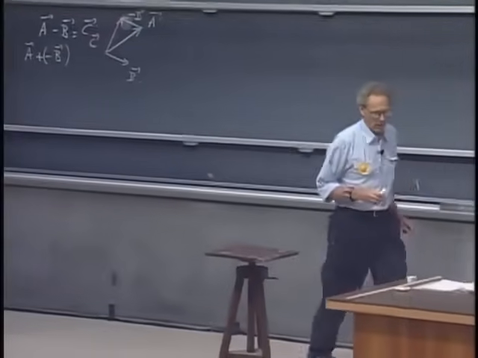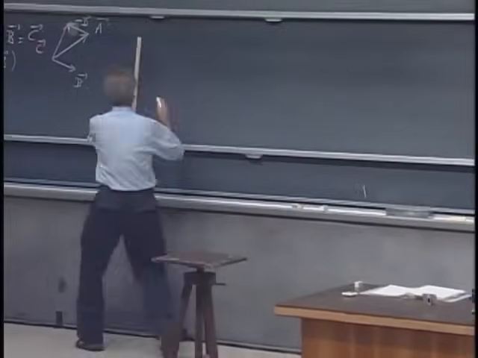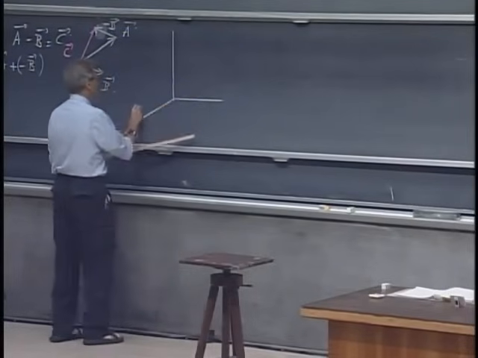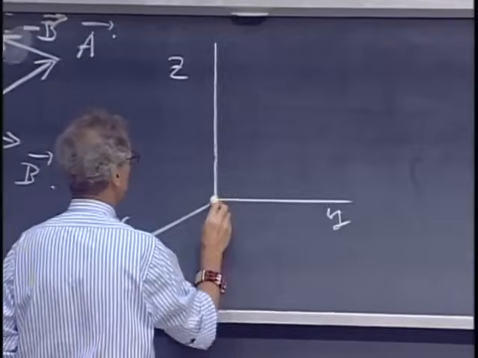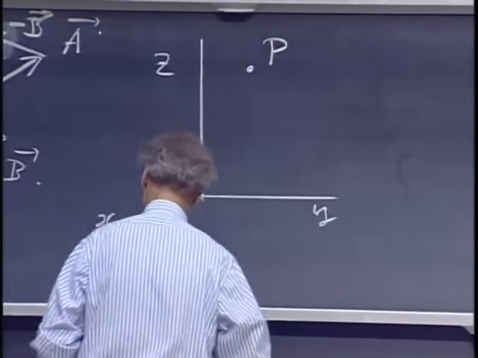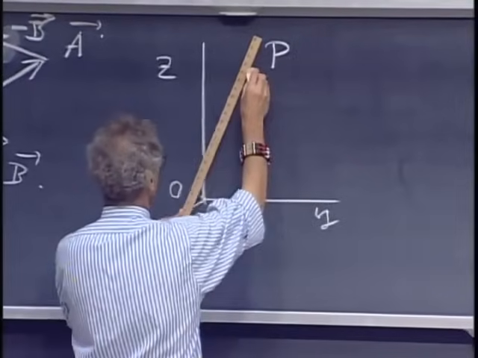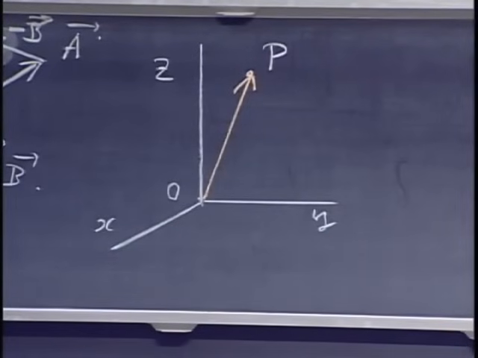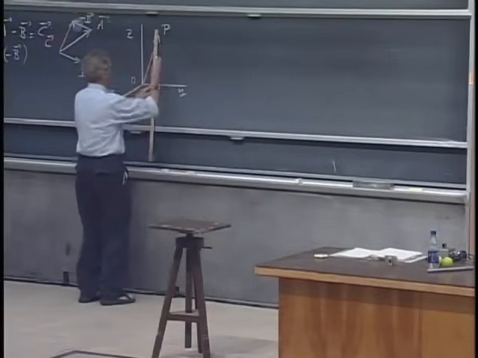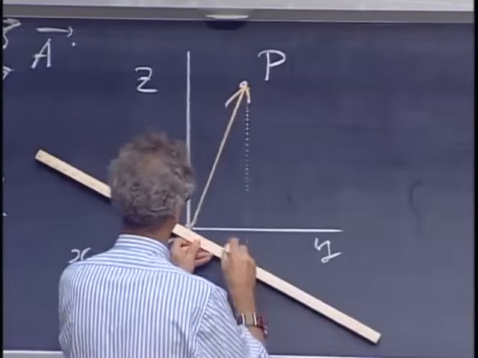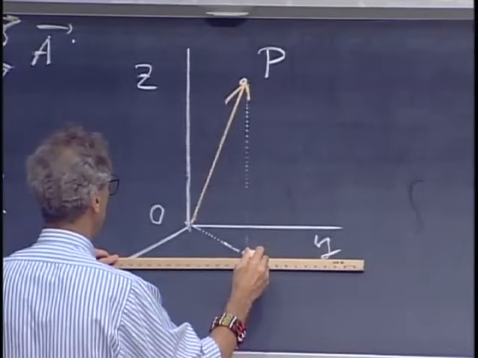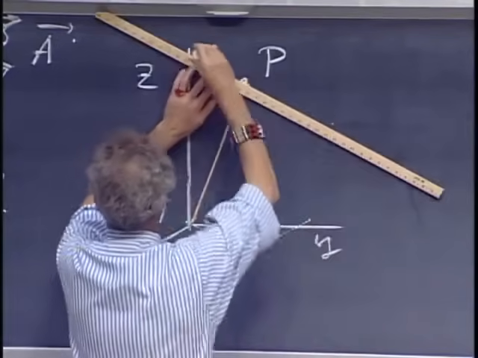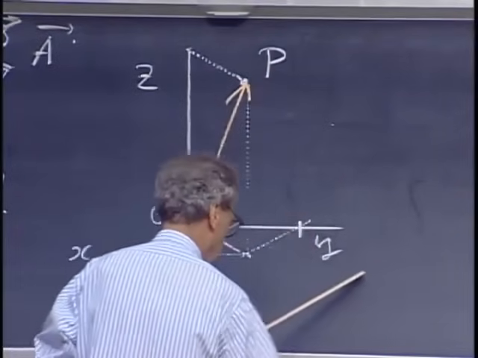I have a vector which is in three-dimensional space. This is my z-axis. This is my x-axis, y-axis, and z-axis. This is the origin O, and here is a point P, and I have a vector OP. That's the vector. And what I do now, I project this vector onto the three axes, x, y, and z. So there we go. Each one has its own method of doing this. There we are. I call this vector vector A.